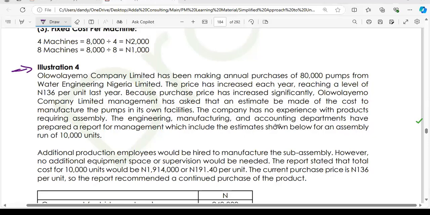Ololayemo Company Limited. Jessica, read. So I'm reading. Okay, yeah.